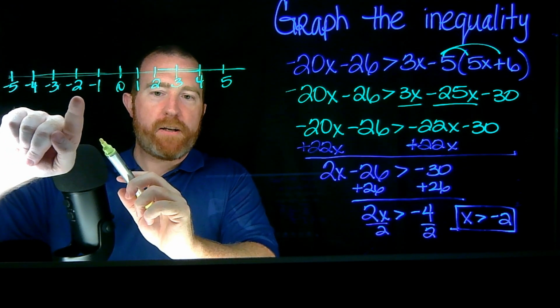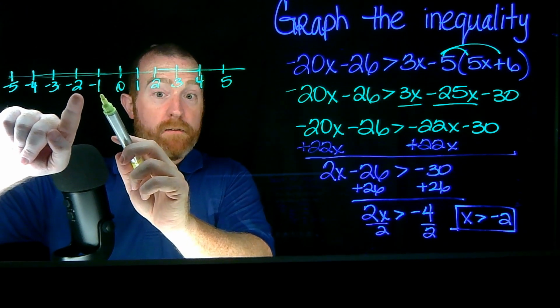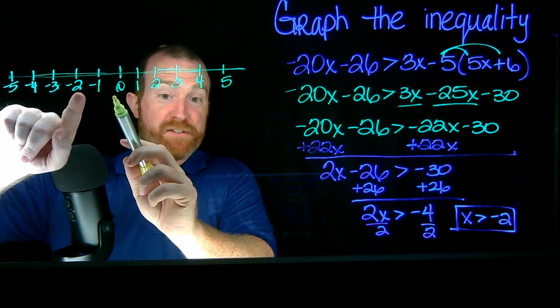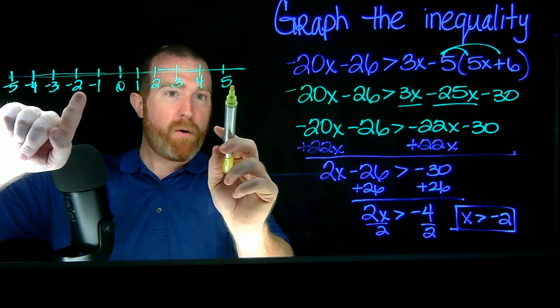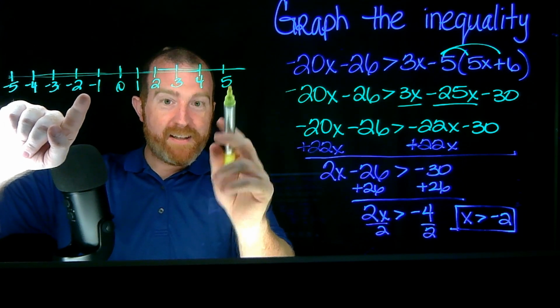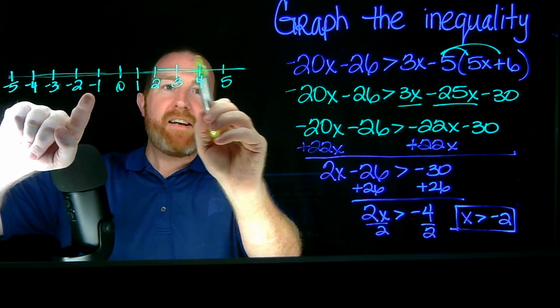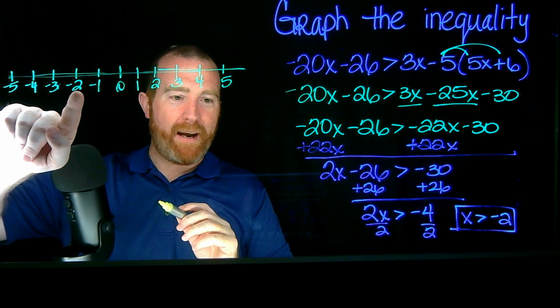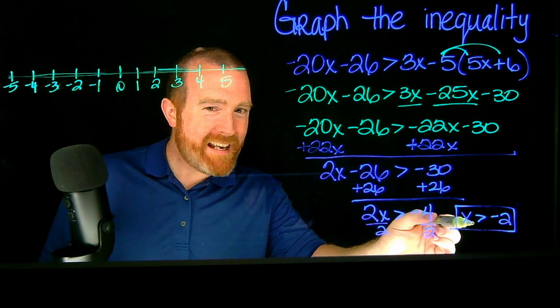So if I'm starting here at -2, could I pick -1? Yeah, it's bigger than -2. What about 0? Is 0 bigger than -2? Yeah. What about 5? Is that bigger than -2? Yes. Any number on this side satisfies the inequality. I just can't pick -2.